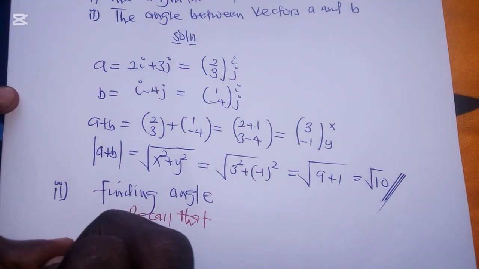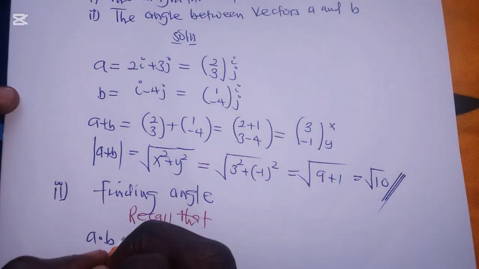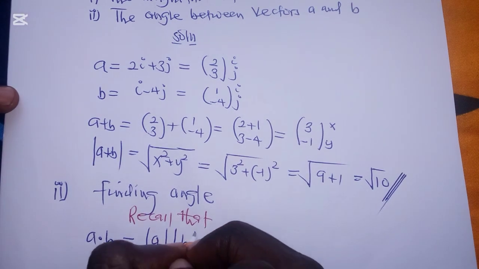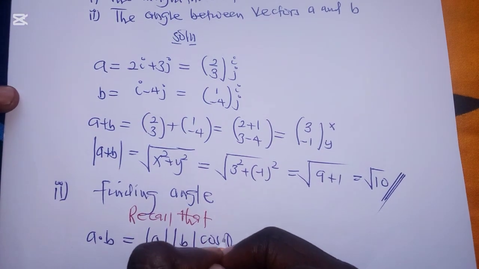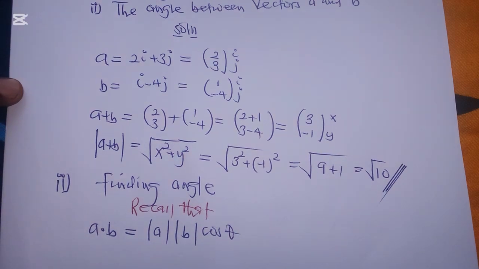we have the dot product of A and B equals the magnitude of A multiplied by the magnitude of B, then cos theta. So this is the formula that you have to use to find the angle between them. This is the angle that we have to find. This is the magnitude of A, this is the magnitude of B, and this is the dot product of A and B.